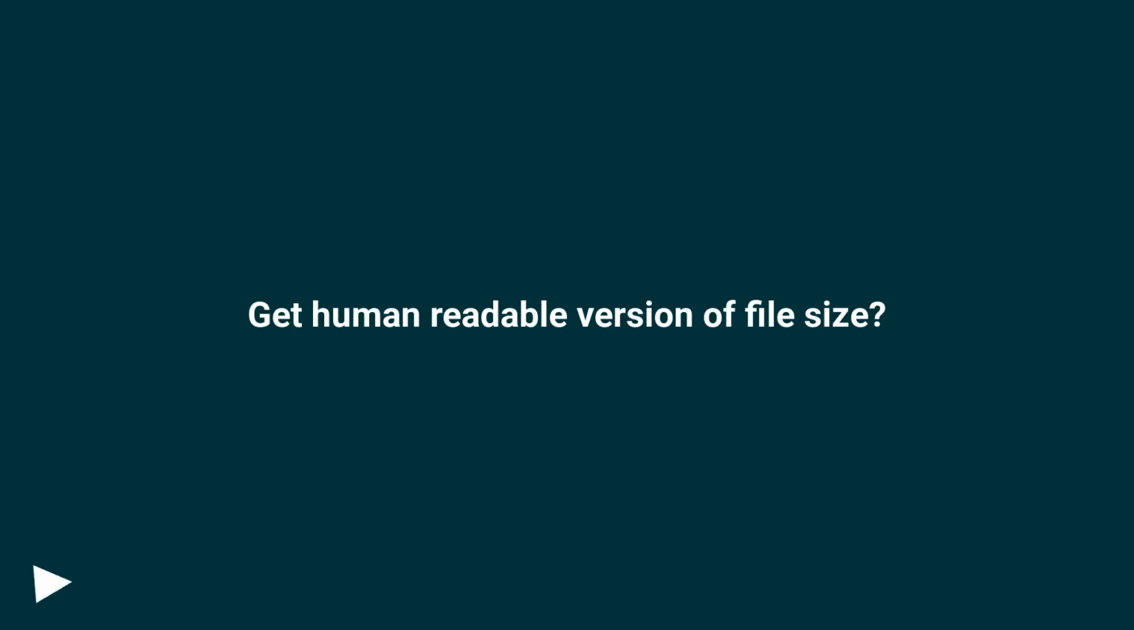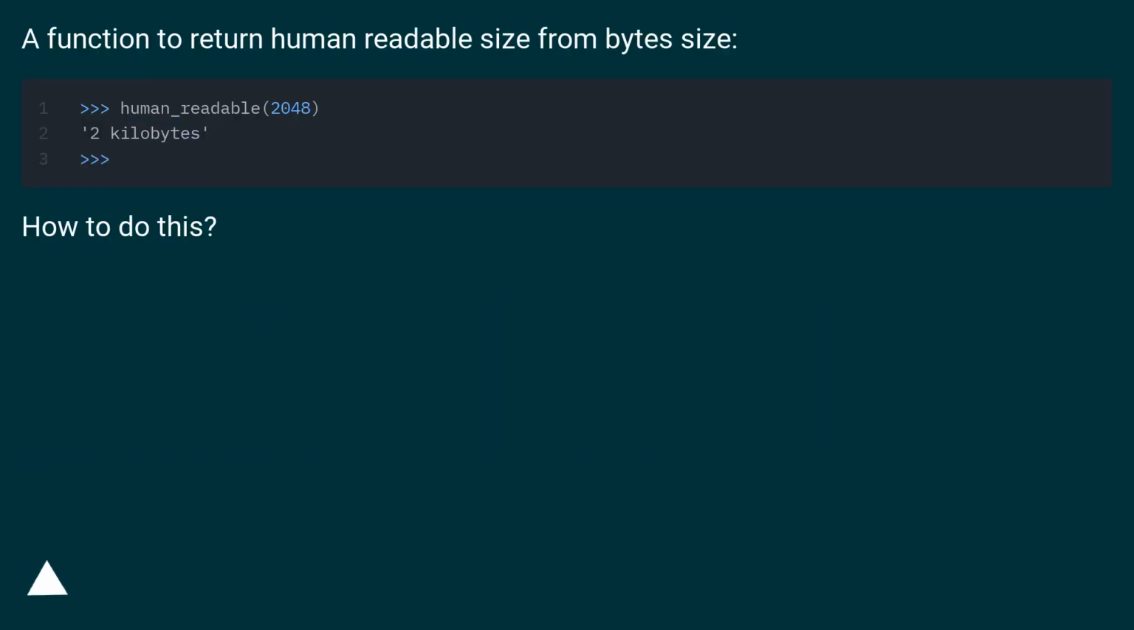Get human readable version of file size. A function to return human readable size from byte size. How to do this?